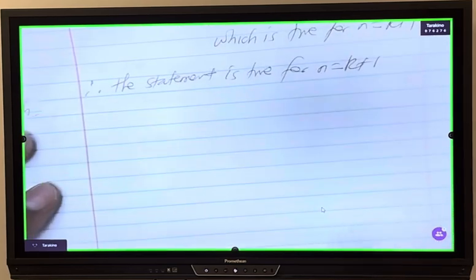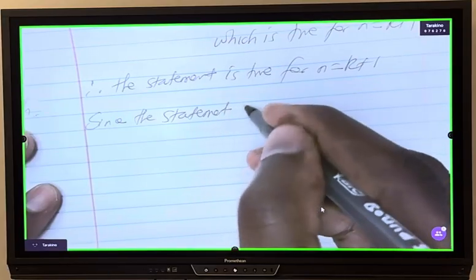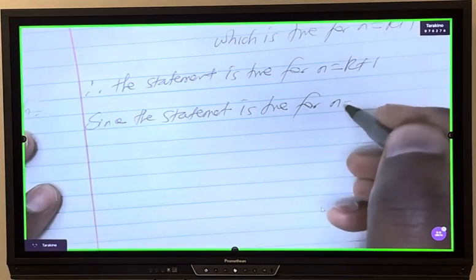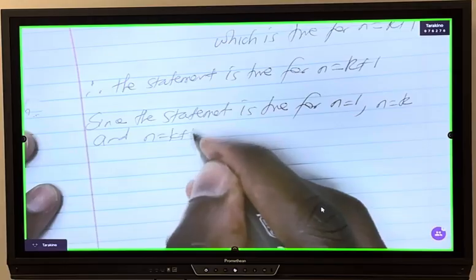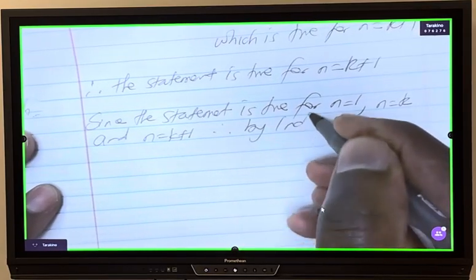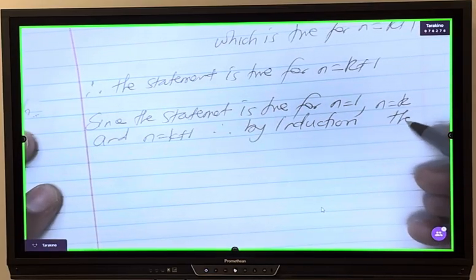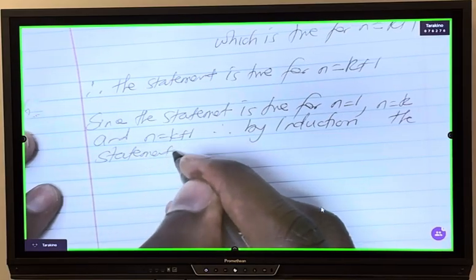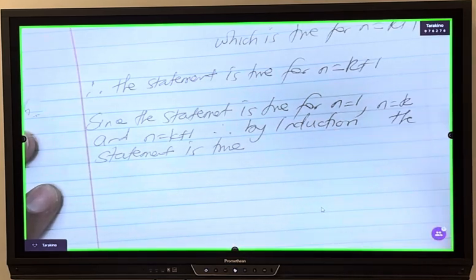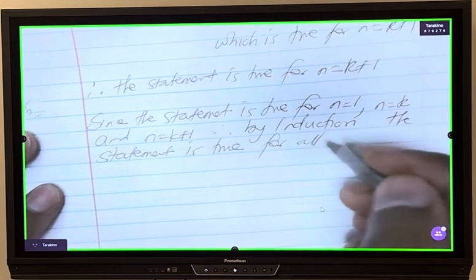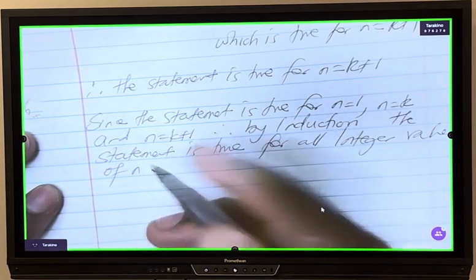Then now we give our overall conclusion. Since the statement is true for n equal to 1, n equal to k, and n equal to k plus 1, therefore, by induction, the statement is true, or it holds, or simply the statement is divisible by 3 for all integer values of n. Then we are done.